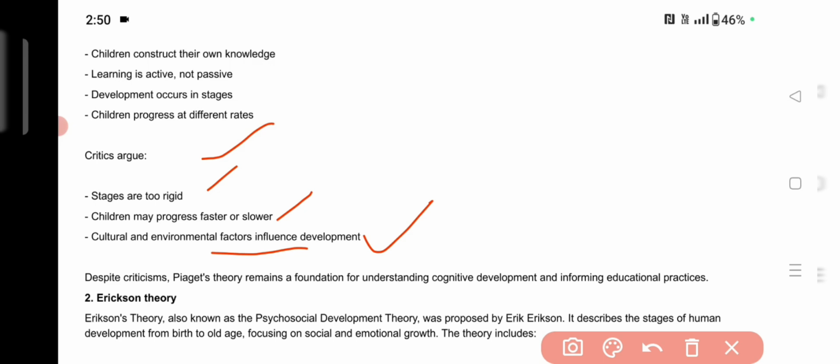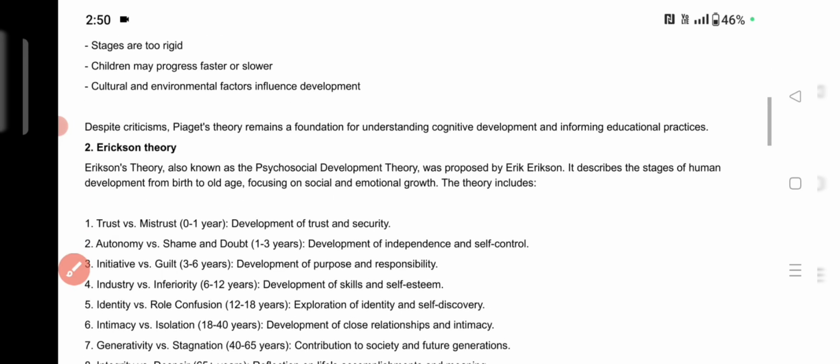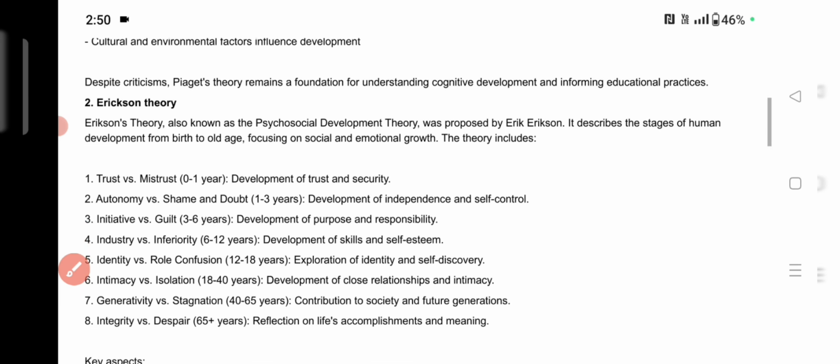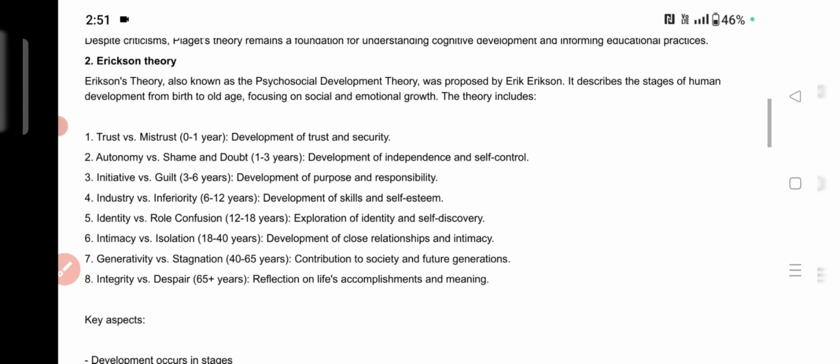So despite the criticism, Piaget's theory remains a foundation for understanding cognitive development and informing educational practices. So coming to the next one, Erikson's theory.